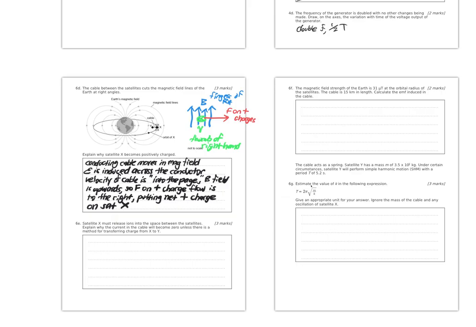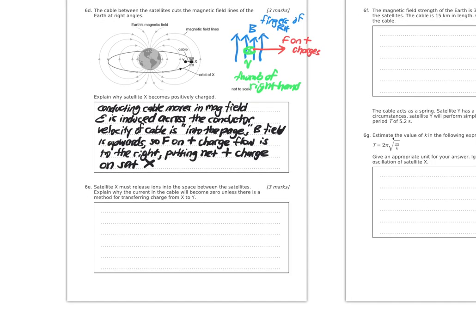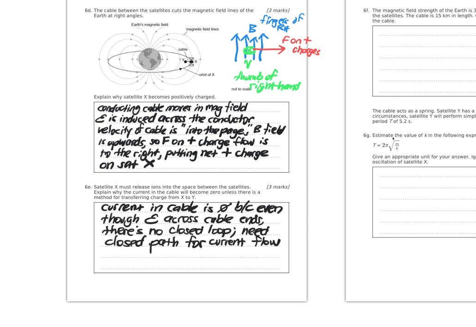I'm honestly not quite sure what they're looking for in 6E. It says, why is the current going to become 0 unless there's a method for transferring charge from X to Y? I mean, the current in the cable is going to be 0. Basically, the current is not going to happen unless you have a closed path for the current to flow through. I'm even reading the mark scheme here. It says, electrons will build up at satellite Y and a positive charge at X, preventing further charge flow by electrostatic repulsion. I don't know what they mean by that.